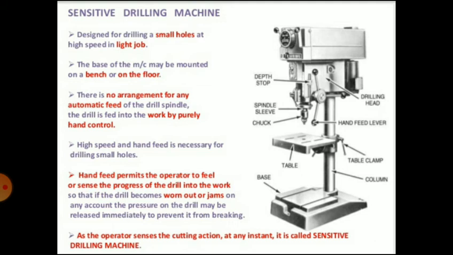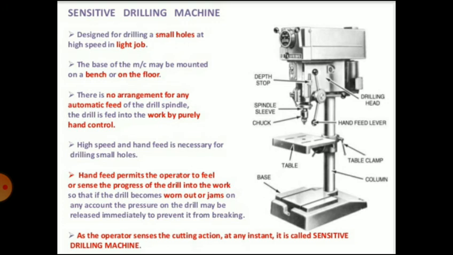Now the adjustments that you can obtain from a sensitive type drilling machine to locate the workpiece are: first, the head and table. Head means the top portion where the spindle and drill are located, and the table is where you clamp the workpiece or the work holding device. The head and table may be moved up and down. So you can move the table as well as the head in an upward or downward direction along the column. That is the first adjustment.